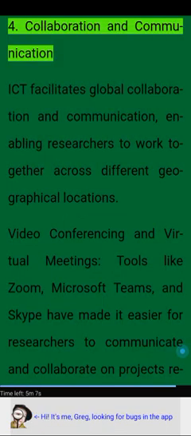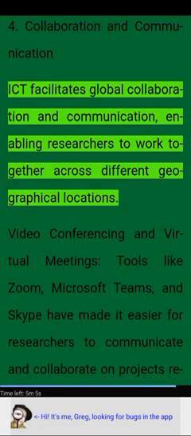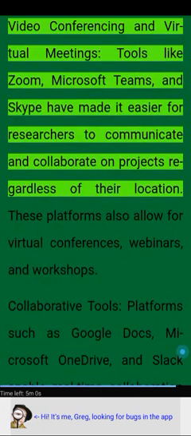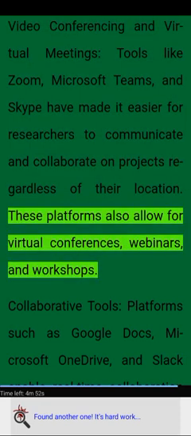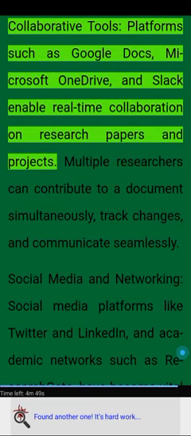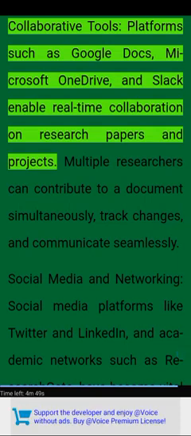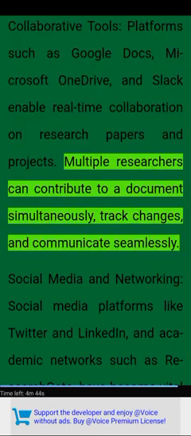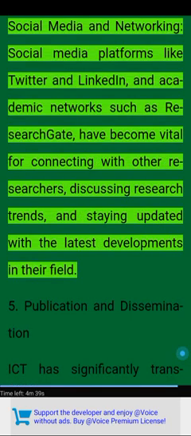4. Collaboration and communication. ICT facilitates global collaboration and communication, enabling researchers to work together across different geographical locations. Video conferencing and virtual meetings: tools like Zoom, Microsoft Teams, and Skype have made it easier for researchers to communicate and collaborate on projects regardless of their location. These platforms also allow for virtual conferences, webinars, and workshops. Collaborative tools: platforms such as Google Docs, Microsoft OneDrive, and Slack enable real-time collaboration on research papers and projects. Multiple researchers can contribute to a document simultaneously, track changes, and communicate seamlessly.